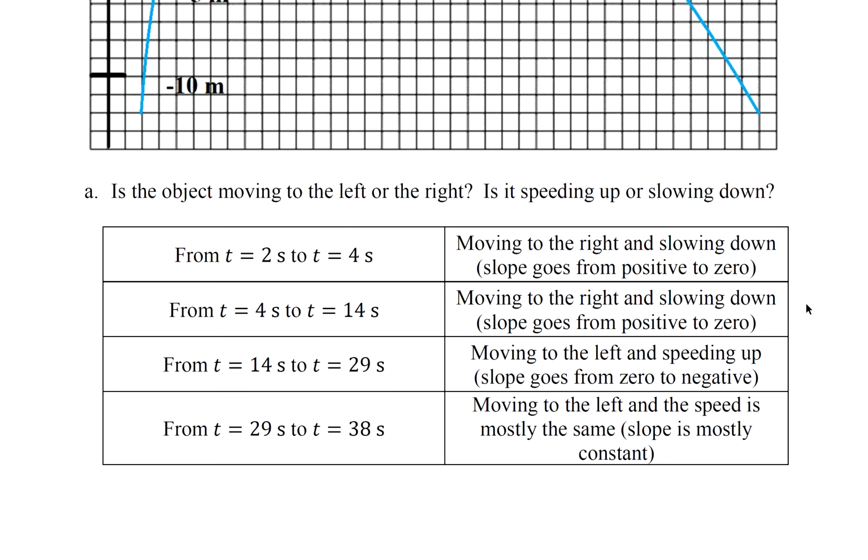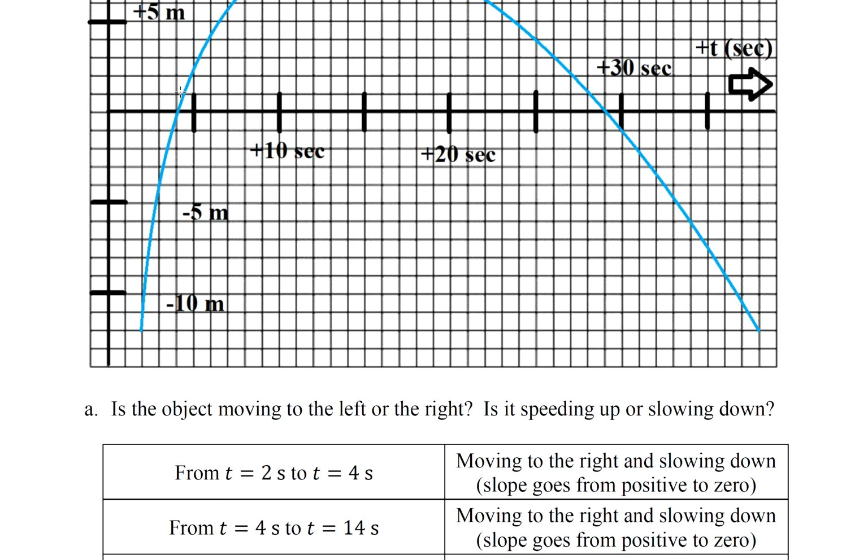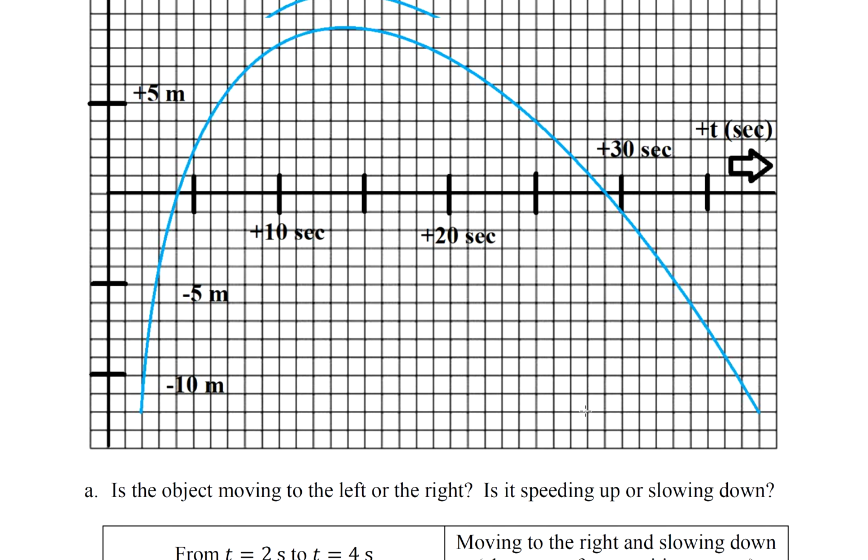Is the object moving to the left or right? Is it speeding up or slowing down? So from 2 seconds to 4 seconds, it looks like the slope is positive and we're decreasing our speed because the slope is decreasing. So we're moving to the right and slowing down because the slope is decreasing.